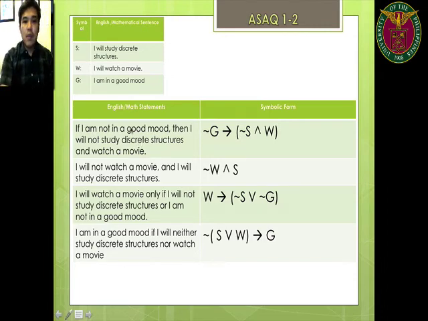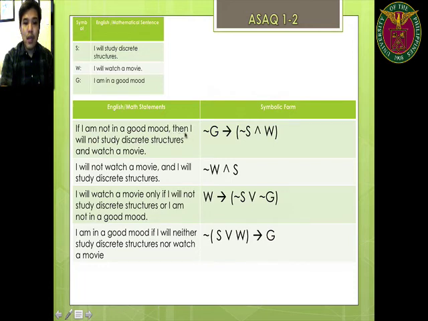First is, if I am not in a good mood, then I will not study discrete structures and watch a movie. So let's try to find I am in a good mood. That's G. And since it is negated, we will say that it's not G. We can see the keyword if. So if I am not in a good mood should be not G, implies. Then we see the keyword then.